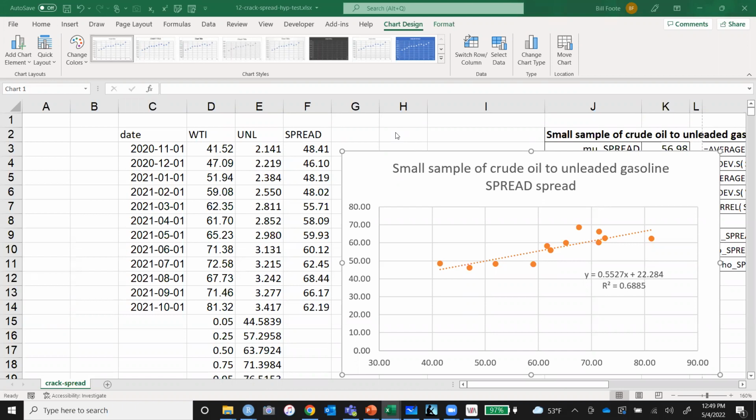The 22 is also interesting. If WTI were free, this is an intercept, the spread would be $22. As WTI goes up, the spread rises. And that shows the upward slope. But the spread here, for example, for a WTI of $83, I'm sorry, of $62, the spread is $81. That's how high gasoline gets.